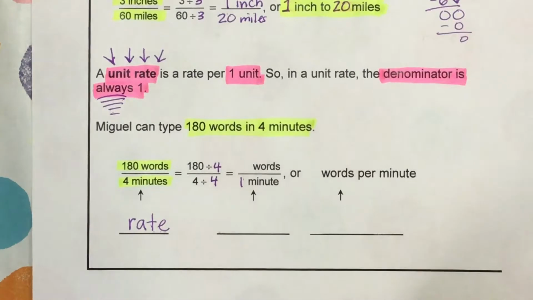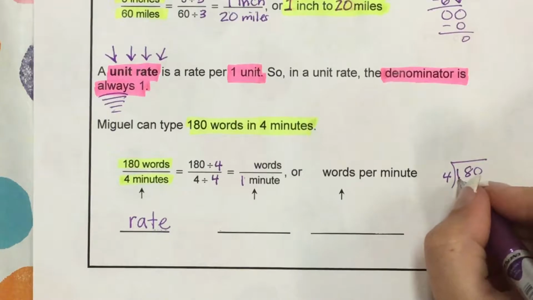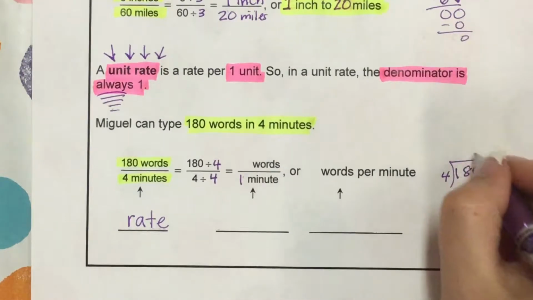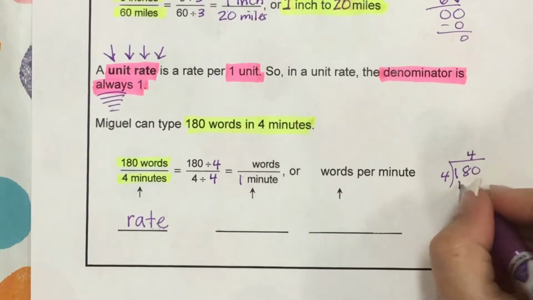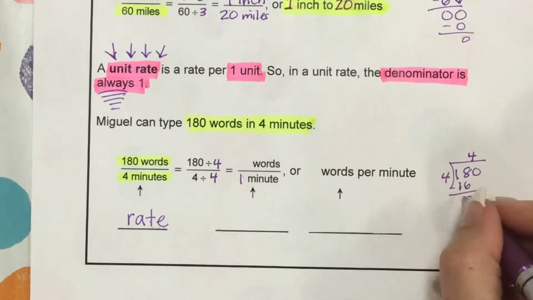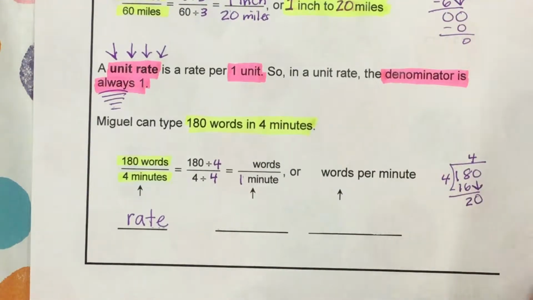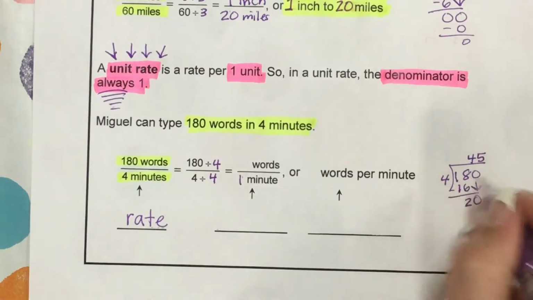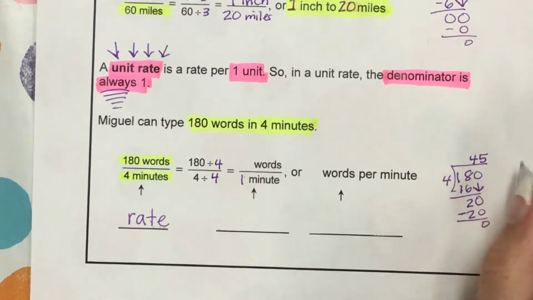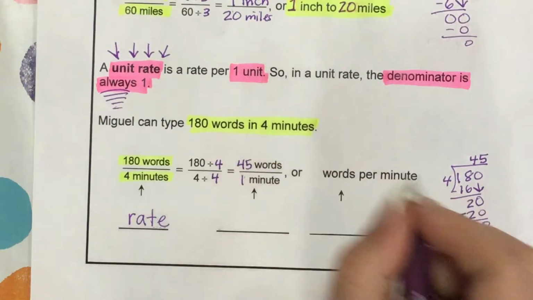Now, I don't know what that is off the top of my head, so I'm going to go over here and go 180 divided by 4. 4 can't go into 1, but it can go into 18. How many times does it go into 18? I'm going to say it goes in 4 times, because 4 times 4 is 16. And then we subtract. 8 minus 6 is 2. 1, take away 1 is just 0. We drop down this 0. 4 goes into 20. 5 times 4 is 20, and there's no remainder there. So we know that 180 divided by 4 is actually equal to 45.